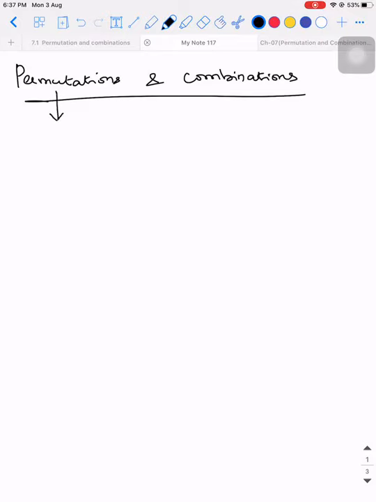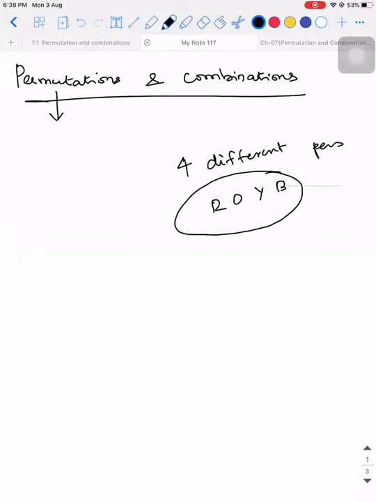So this chapter is all about, suppose I give you certain objects in your hand. Let's say I'm giving you 4 different pens in your hand. Let's say one is of color red, other is orange, yellow, and blue. So I give you these pens in your hand. I'm going to tell you that you're supposed to arrange all these objects in different combinations that are possible.